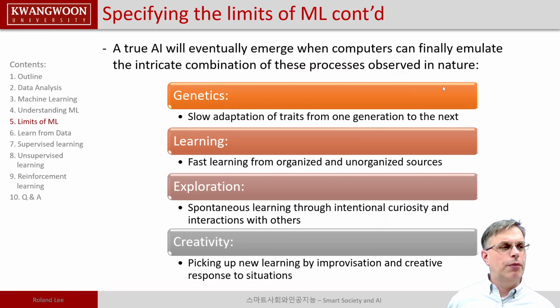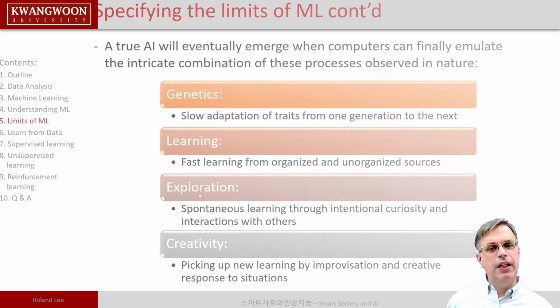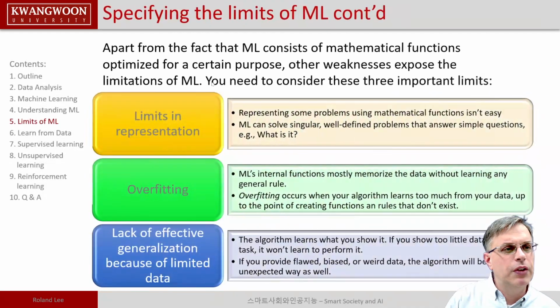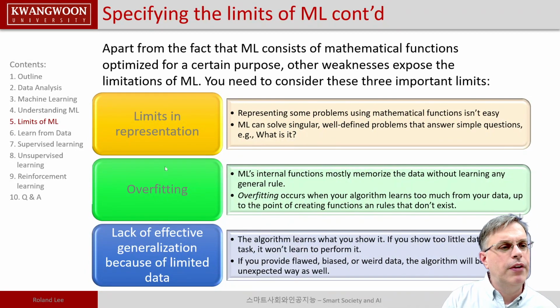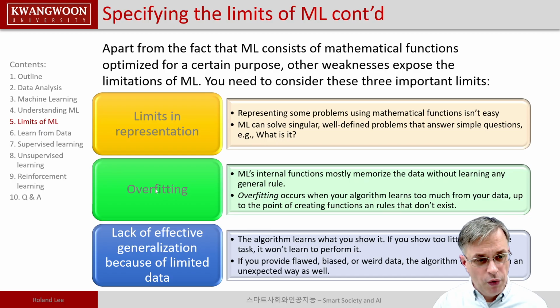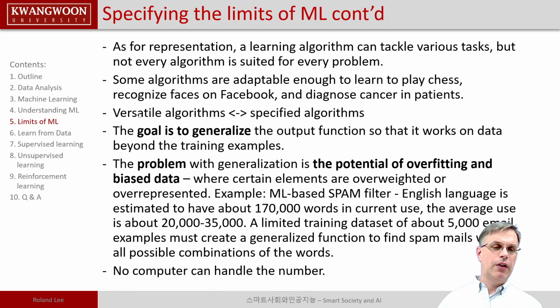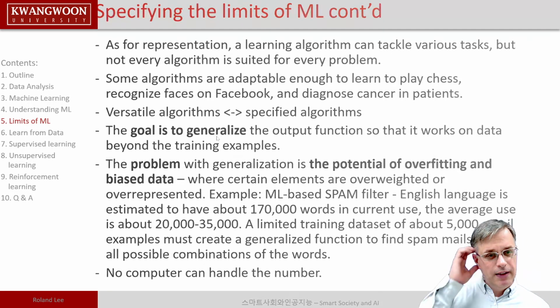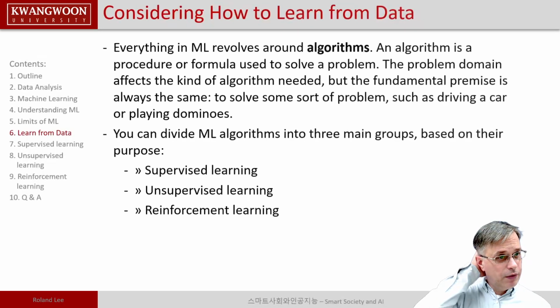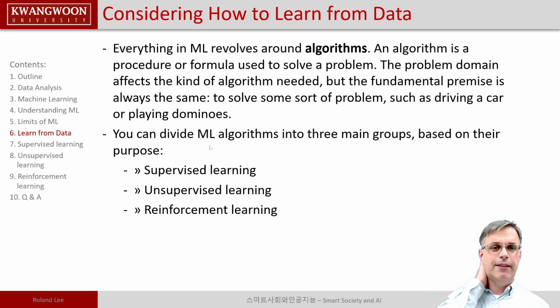And here we go as well, the intricate combination of these processes, observing the natures of genetics, learning, exploration, and creativity. And we moved to the limitations. Here we go. Limits of representation, overfitting, and lack of effective generalization because of limited data. And the goal is to generalize, but we also have to think about the potential of overfitting or biased data. And actually, from now, the next part of the class is presented here.